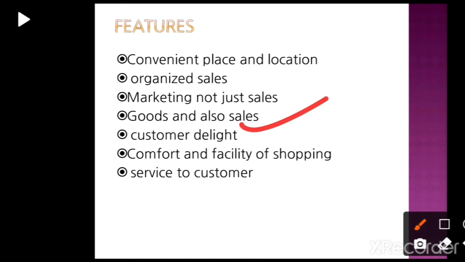He has to collect much information from the customers as per the customers' needs. Those needs are supplied to the manufacturer, and the manufacturer prepares the goods and supplies them to the retailer, and the retailer supplies them to the customers. Let us move to the next point, that is comfort and facility of shopping.